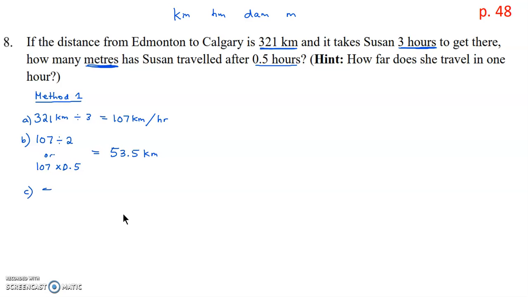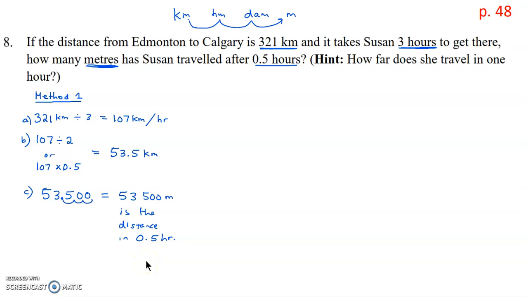We're going to convert 53.5 kilometers. And when we move from kilometers to meters, we're going to move 1, 2, 3 decimal places to the right. So I'm going to be filling up with some zeros. So 53.5 kilometers is equal to 53,500 meters. And that's the distance in 30 minutes, or 0.5 of an hour.